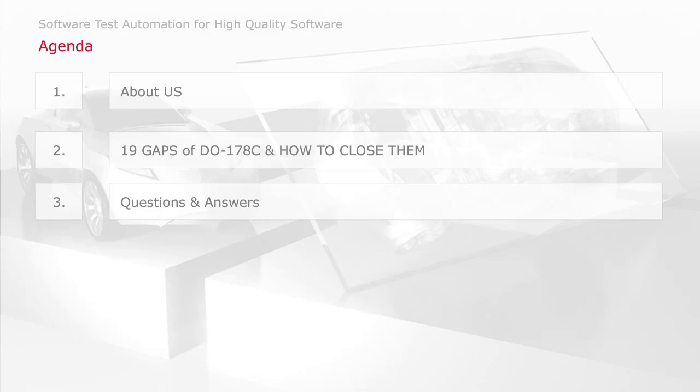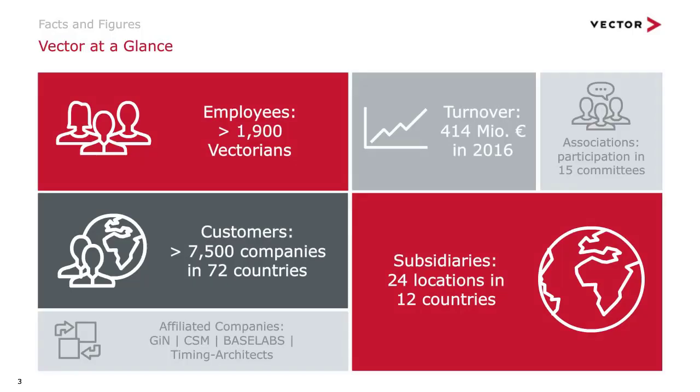Here are some facts that give you a good overview about Vector Informatik. Vector has over 7,500 customers in 72 countries and offices in 24 locations in 12 countries. Most of our more than 1,900 employees have been with the company for many years and have gained a lot of industry experience. We also participate in standardization activities and associations by participating in committee meetings and industry meetings.